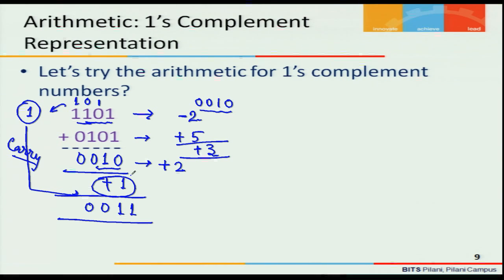So straightforward addition is not working here. So this representation is also not good for representing negative numbers in computers, because after adding bit by bit, one more addition operation has to be performed with the generated carry, and then I get the correct result. So we will try one more representation to represent the negative numbers.